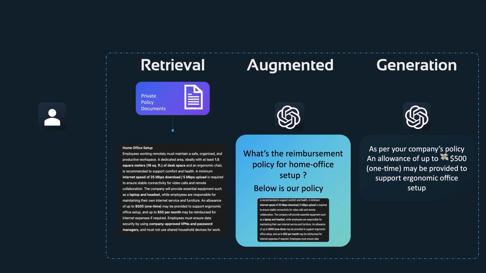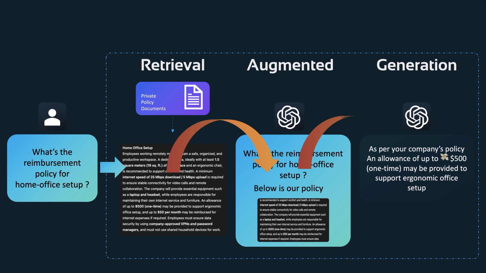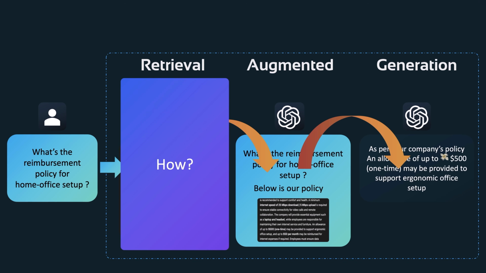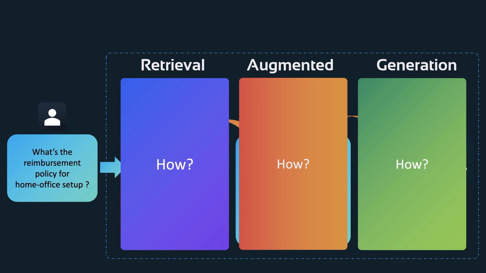Now, you don't want your users to have to locate and retrieve relevant information by themselves. Instead, you want your users to simply ask the question, what's the reimbursement policy of home office setup? And our system that's based on RAG should be able to do the lookup and retrieval of relevant information, improve or augment the user's prompt, and get an LLM to generate the right response. Now, how exactly do we retrieve relevant information? How do we augment and how do we generate? That's what we're going to discuss throughout the rest of this video.